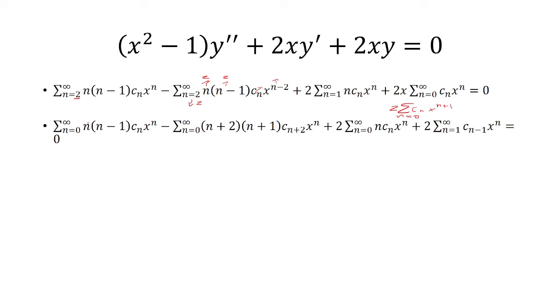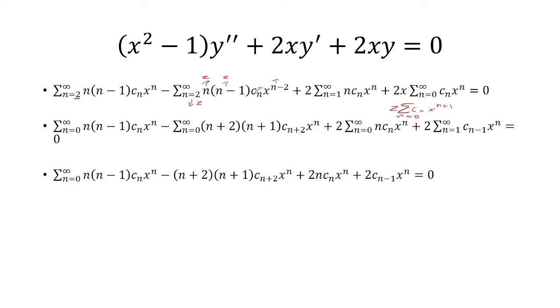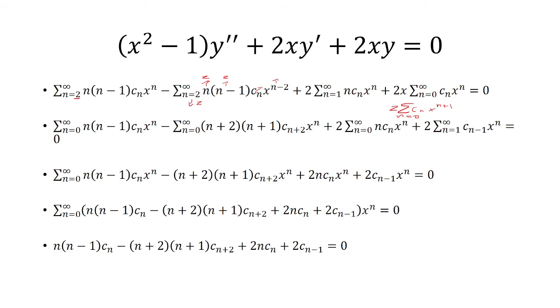So not all of these sums start at n equals 0. It's more important to get x to the n for all of these, because then you can factor out the x to the n. So like at this step right here, I just brought it all under one sum and then factored out the x to the n. And so I just looked at this. I ignored the sum and x to the n because basically you want this coefficient to be 0.